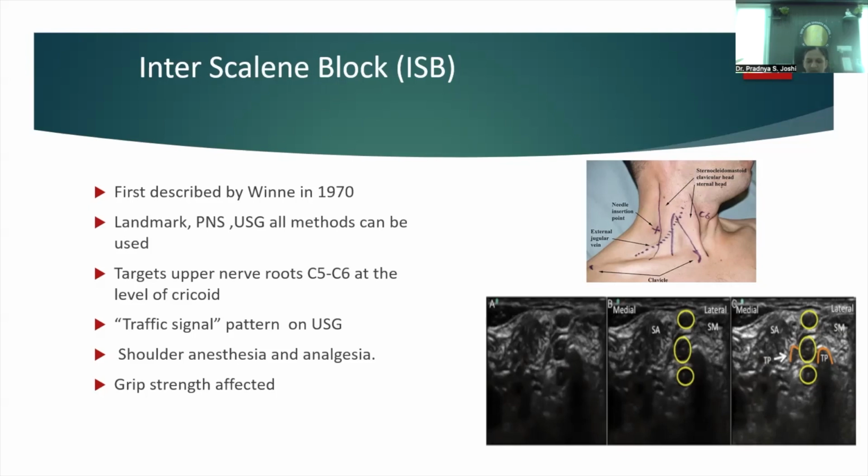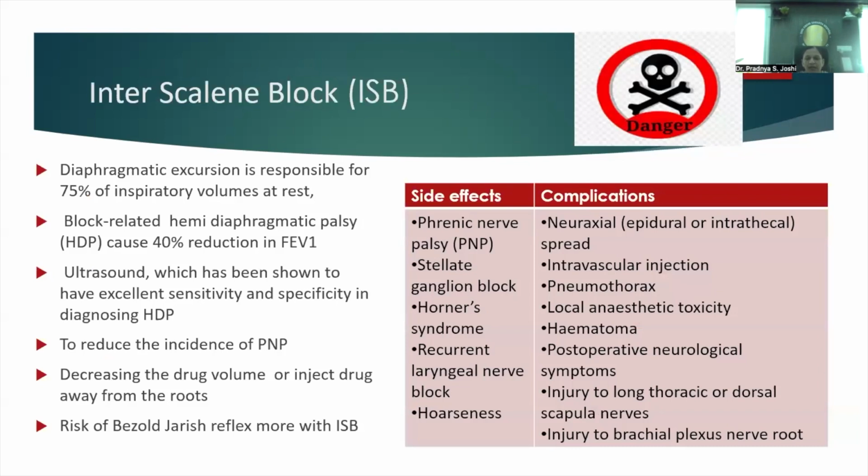If all the benefits are there with the block, then why do we need more research? This is the danger: involvement of the phrenic nerve, or phrenic nerve palsy, leading to hemidiaphragmatic paralysis, is the problem with the interscalene block. With USG, we have recently come across findings like diaphragmatic excursion, which is responsible for 75% of the inspiratory volume at rest, being affected because of the hemidiaphragmatic palsy.